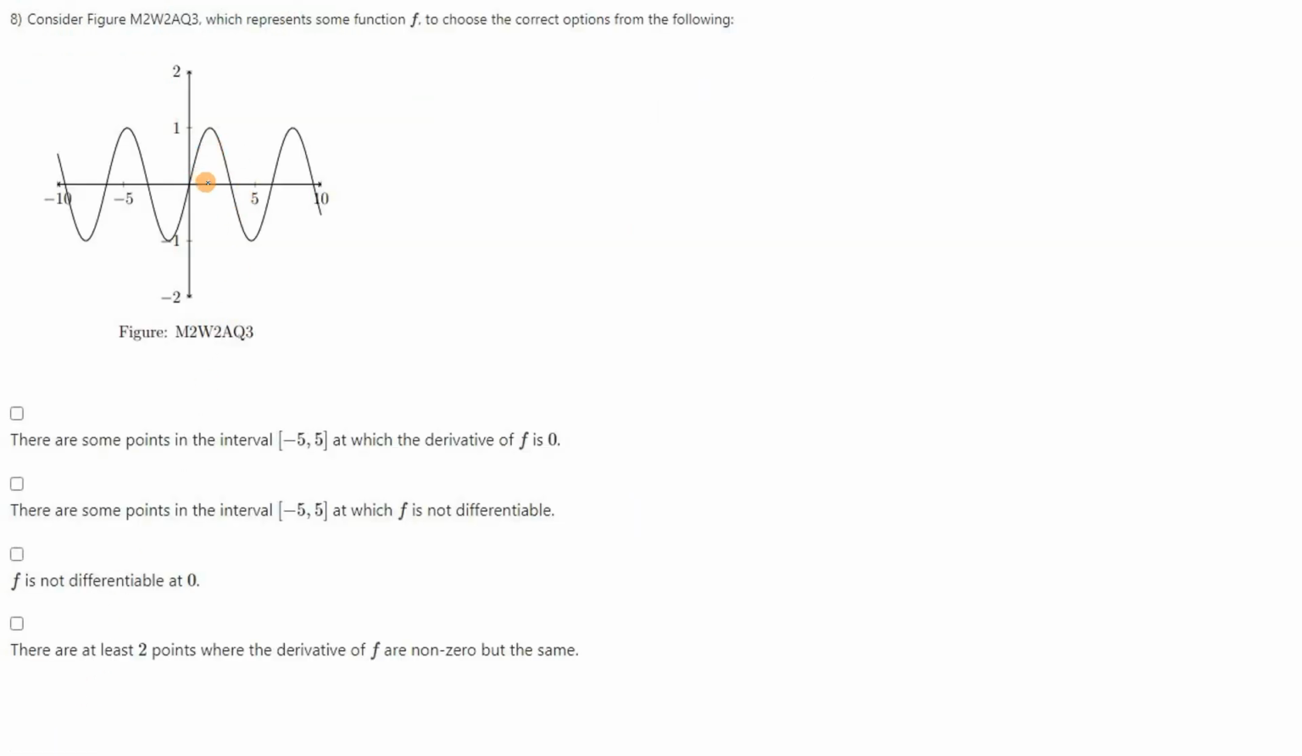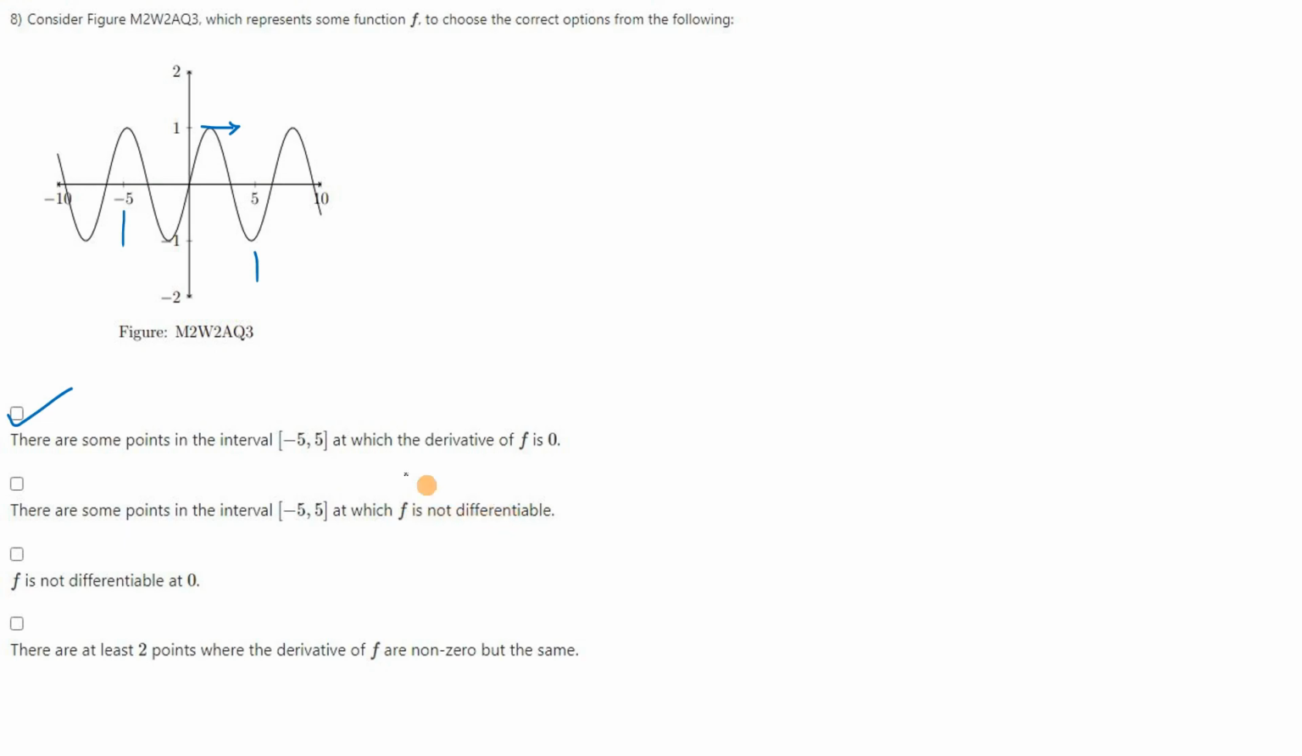Moving on, this is the graph. They have said something about the graph. There are some points in the interval -5 to 5, which we are considering, at which the derivative of f is 0. Okay, let us consider these points. At these points the derivative will be 0, right? This option is true.